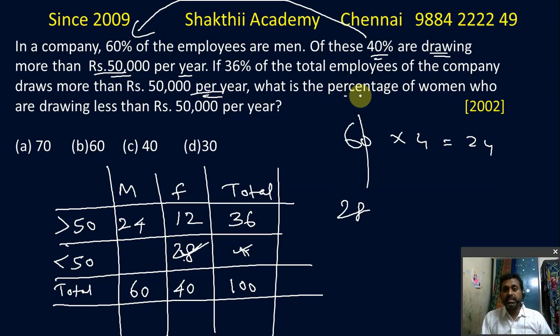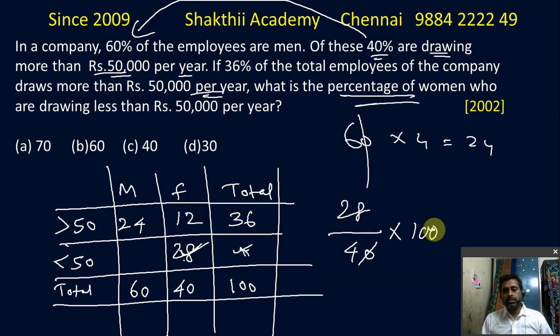But the question is in terms of percentage. They are asking in terms of percentage. So 28 female are getting salary less than 50,000. Out of total how many female? Out of total female 40. So they are asking in terms of percentage, so into 100.